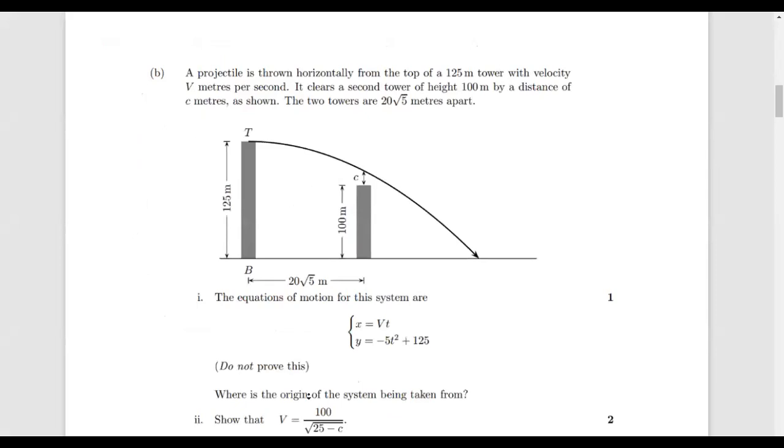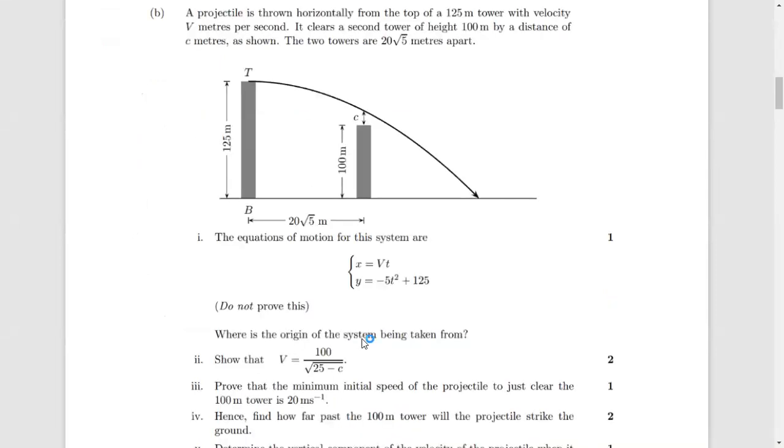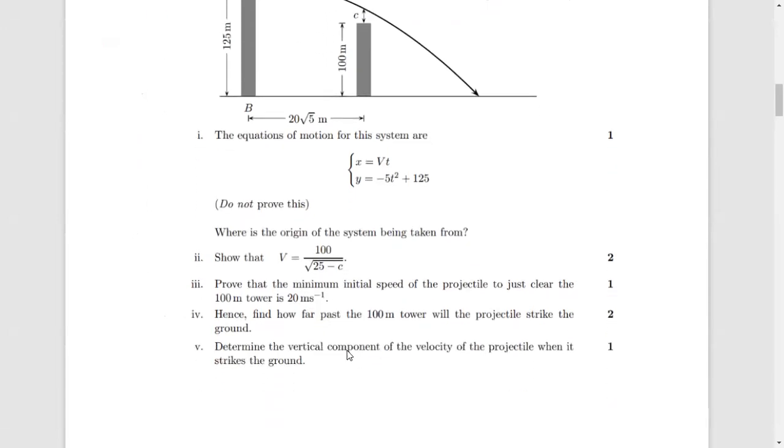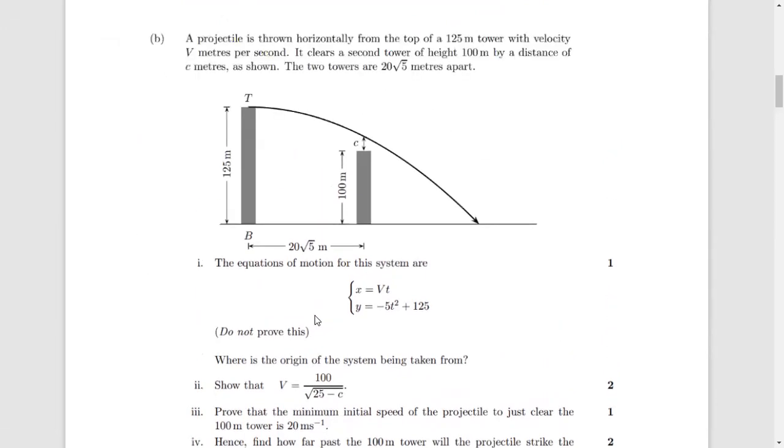So they'll ask you to set up where's the origin. And if we take a look at where we're heading, we want to find v, the speed we're sending it across, relating it to c. You want to prove the minimum initial speed of the projectile to clear it. And then you want to find how far it goes before it lands, and find the vertical component of the velocity of the projectile when it strikes the ground. So none of this is too particularly difficult. And let's just take a look at part one.